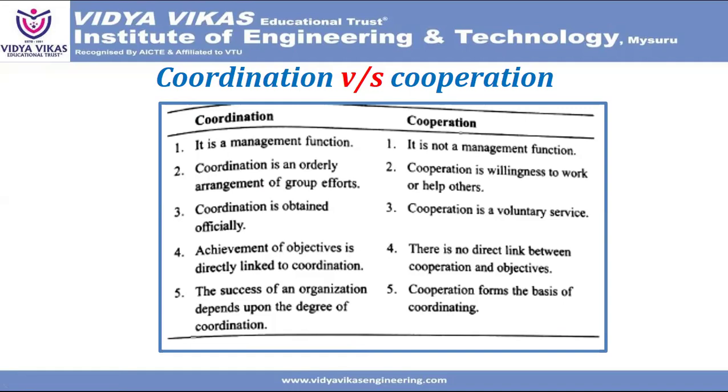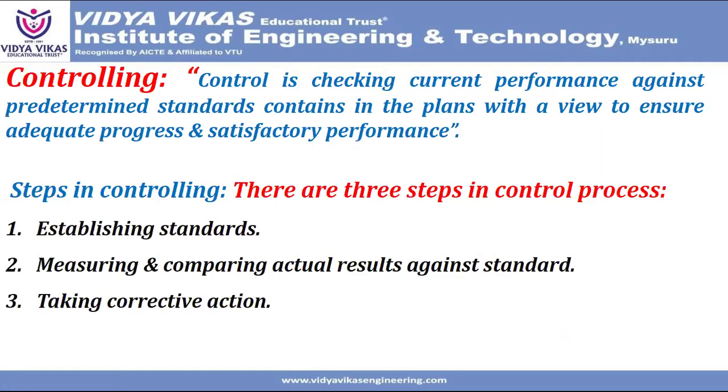And then next, let's discuss controlling, a very easy topic. Control is checking current performance against predetermined standards. We already set certain standards. We need to control, or check, the current performance against already predetermined standards contained in the plans, with a view to ensure adequate progress and satisfactory performance.